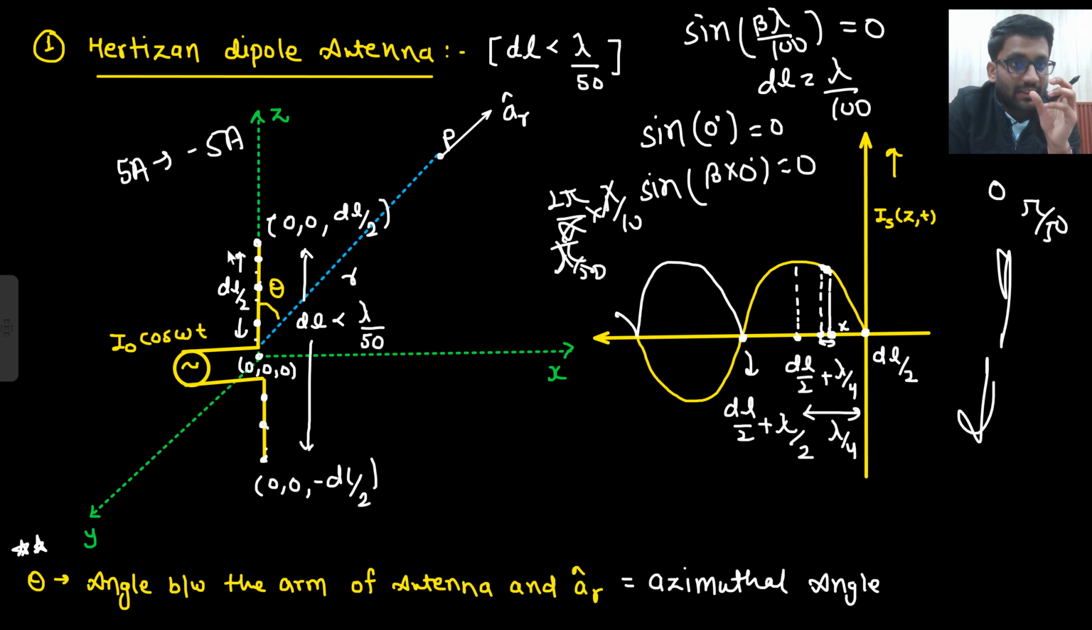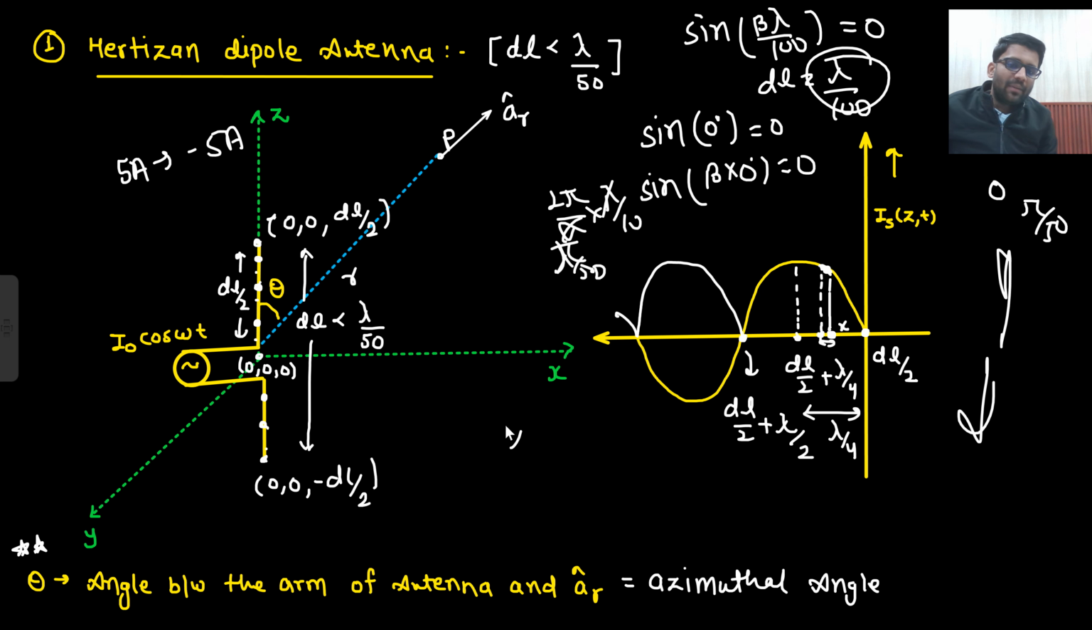So sometimes in the statement it can be written that there is an antenna having uniform current on its arm. They will not mention the length. In the statement, if it is written that on the length of the antenna the current is uniform, that means certainly they are talking about a Hertzian dipole. Are you getting this point?